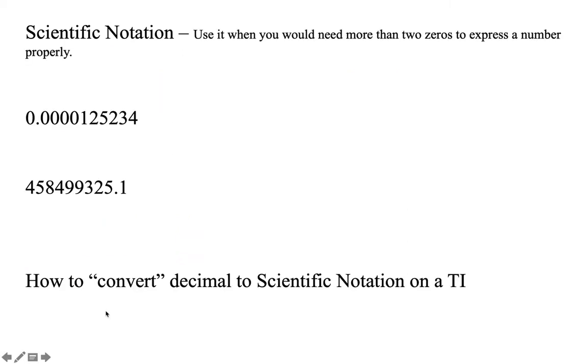Now, a few other things about scientific notation. In IB, the expectation in general is if you need more than 2 zeros to express a number properly, it should be scientific notation, right? In fact, your calculator will do this. This number, properly in scientific notation, if we had 3 sig figs, we'd round it to that digit. We'd say 1.25 times 10 to the minus 5. Whatever that is, right? Properly, that's what we do.